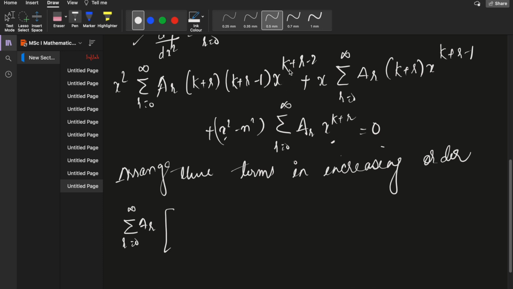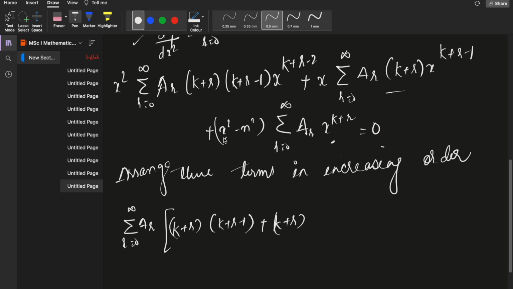So this will give me only x to the power k plus r. So the coefficient is k plus r, k plus r minus 1. If I multiply x with this, the power of x is 1 here and minus 1 here, so this will give me x to the power k plus r only. So the coefficient is k plus r from this term.